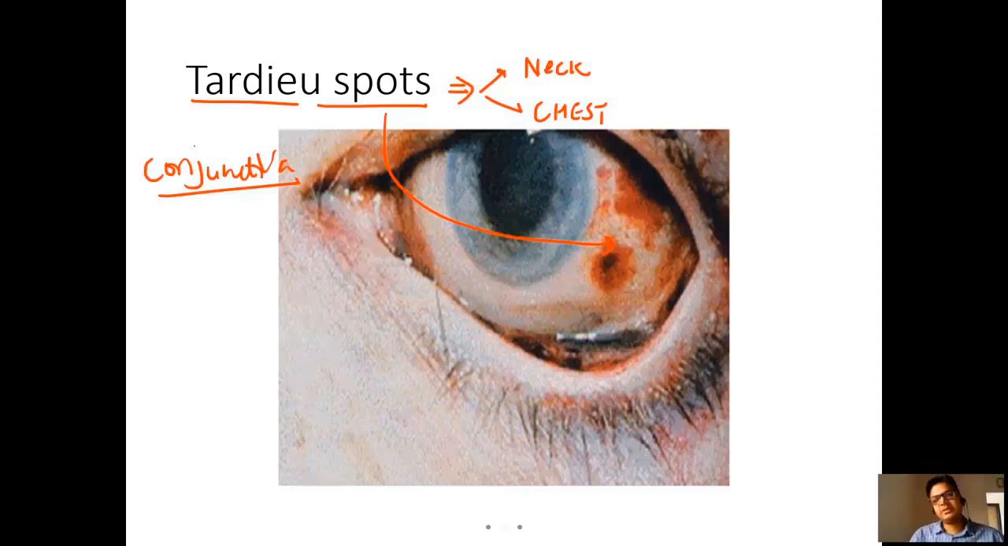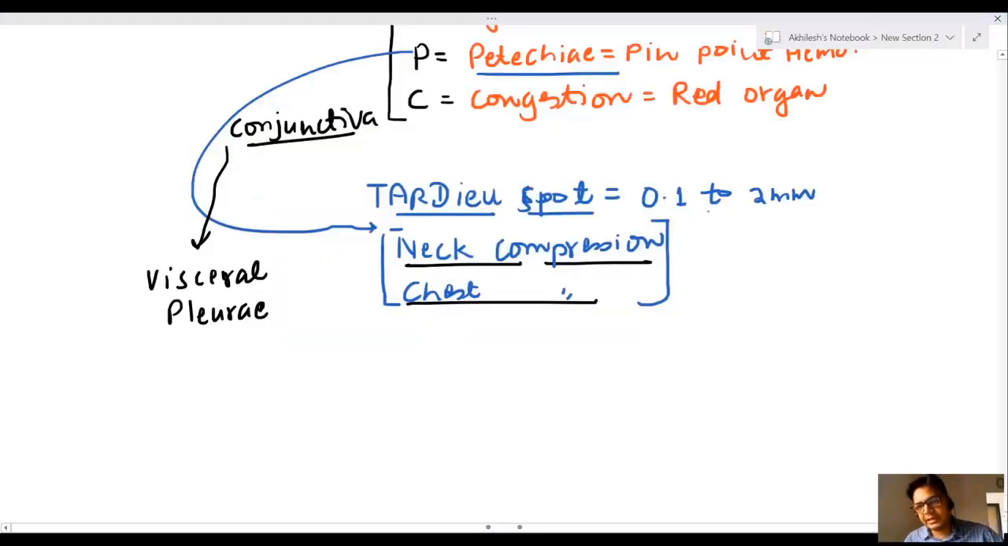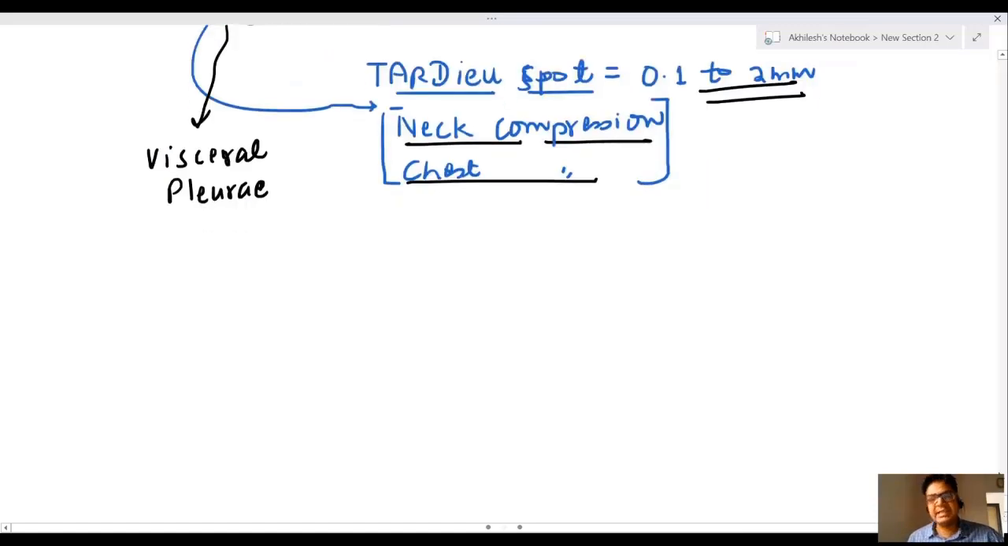This question comes often. Tardieu spots are petechial hemorrhages. These are seen in neck and chest compression. Visceral pleura and conjunctiva are the common sites.